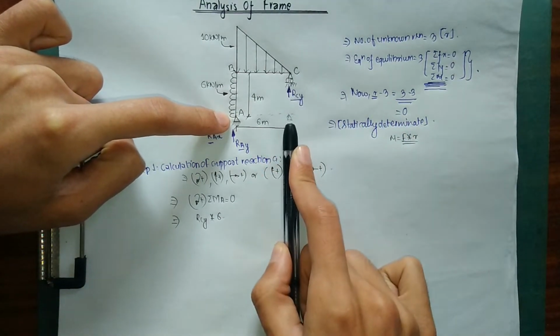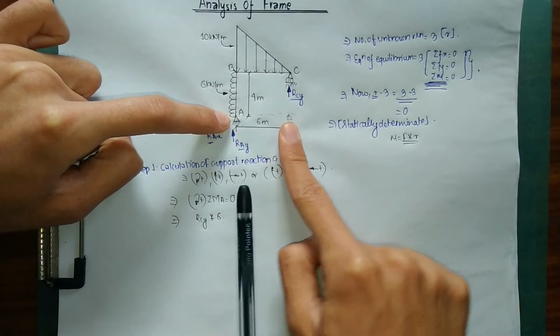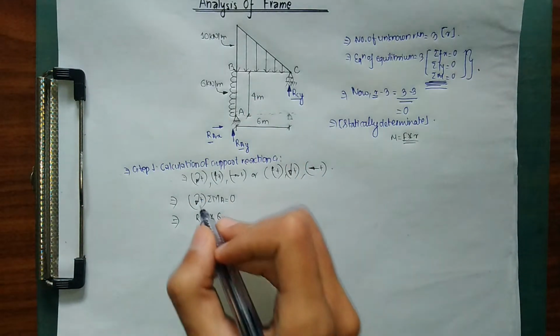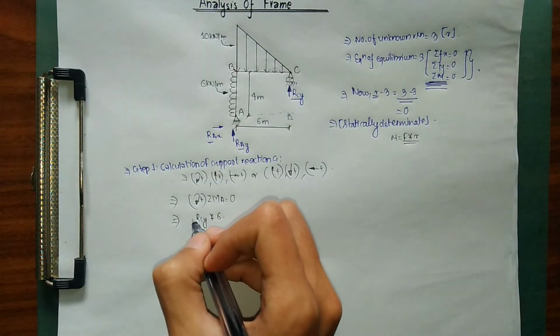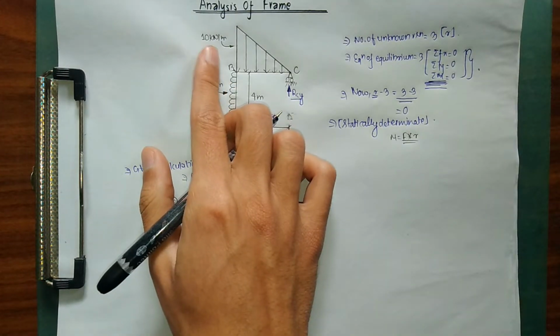I'm shifted down, and as you can see here, with respect to A, RCY is going to produce an anti-clockwise moment. RCY is over here, and it pushes your beam upward, which means anti-clockwise moment. Right now I'm taking clockwise moment as positive, so anti-clockwise moment is going to be negative. Now we need to see the force of 10 kilonewton per meter.